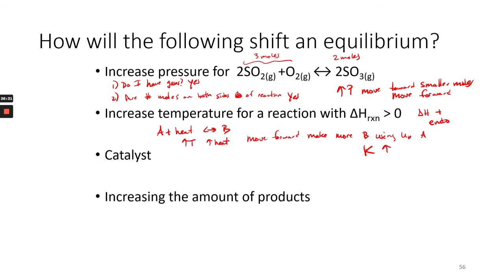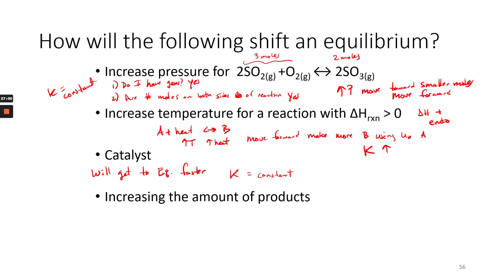If I add a catalyst, what will happen? Well, I will get to equilibrium faster. It will not shift in one direction or the other. I will just get to equilibrium faster, and my equilibrium K will remain constant. By the way, up here, K is constant too.